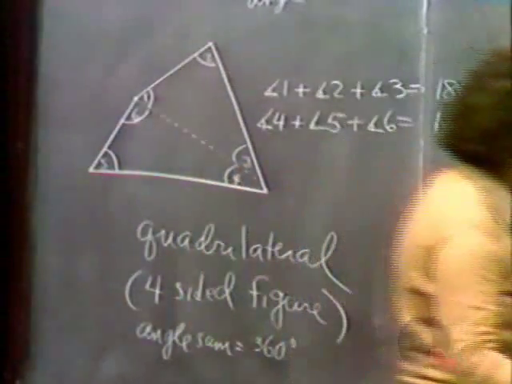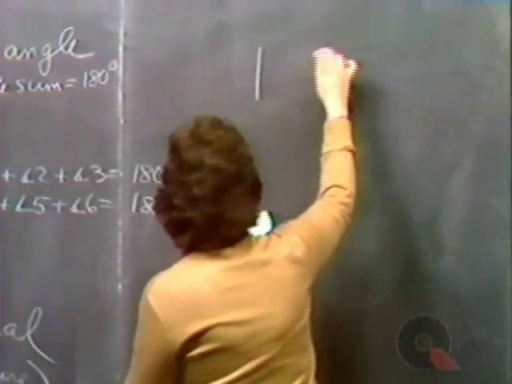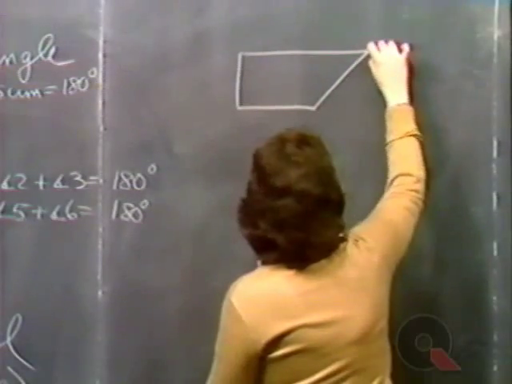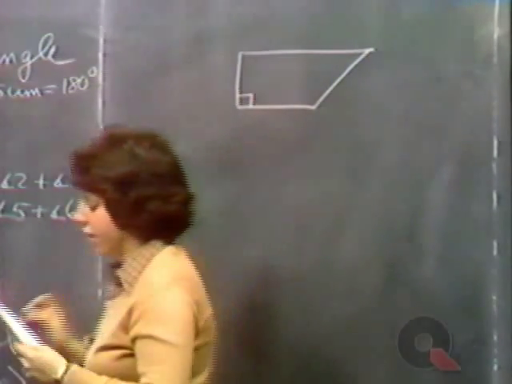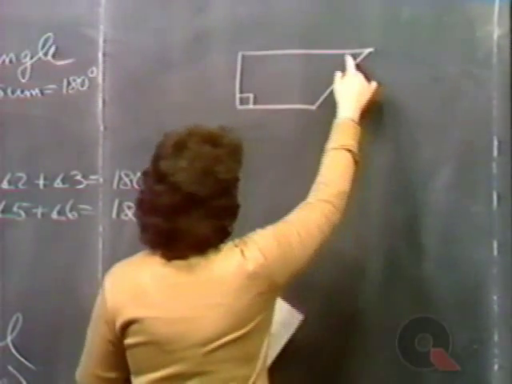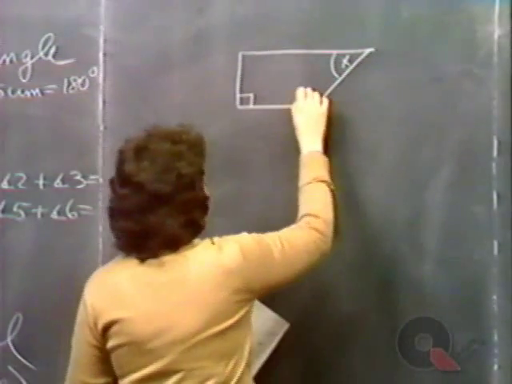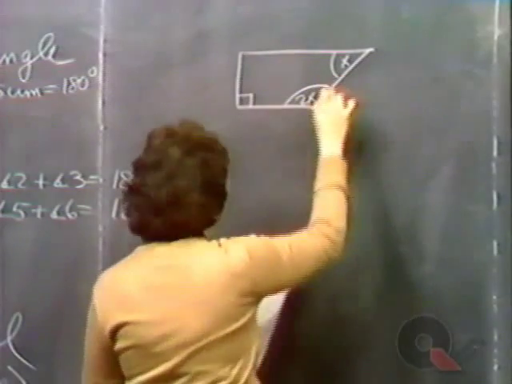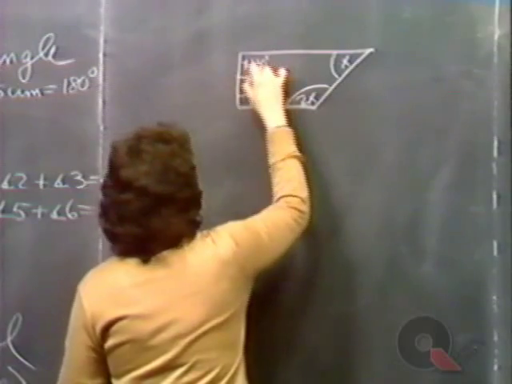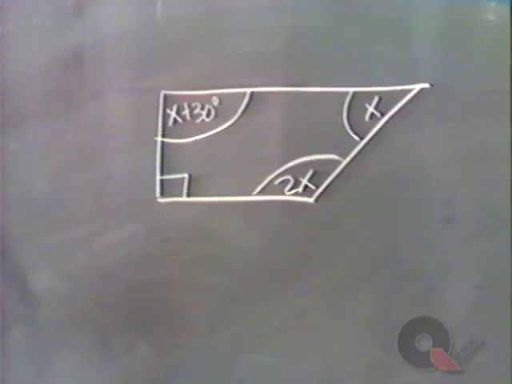Okay, let's look at a small example. Let's say we have a quadrilateral with a right angle in here. That angle is 90 degrees. And let me designate the degree measure of this angle by x. This angle here, let me denote by 2x. And this angle here by x plus 30 degrees. And suppose I ask you to find all the angles in this quadrilateral.